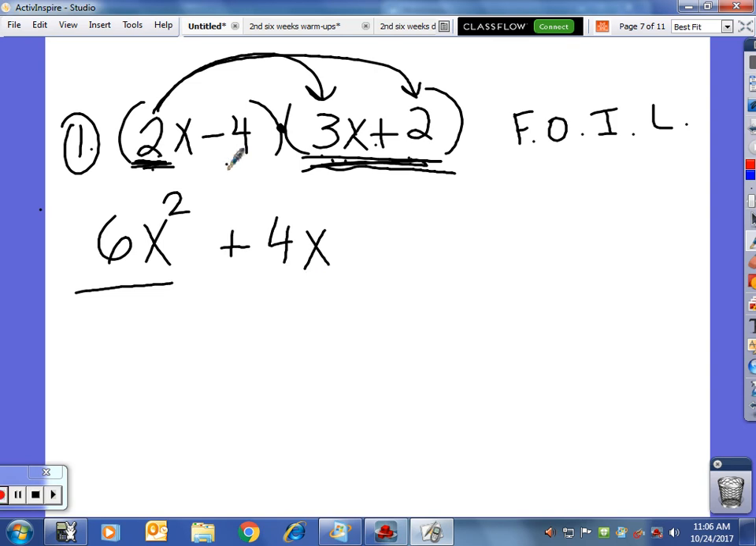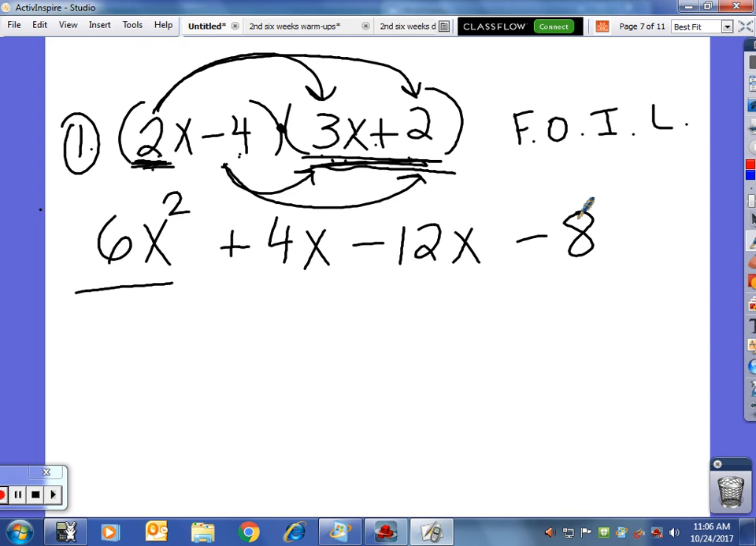Did I multiply 2x times everything in the other set? Now I'm going to grab the negative 4, and now it's its turn to get distributed. What's negative 4 times 3x? Minus 12x. What's negative 4 times positive 2? Negative 8. Now let me just say, if you've got a binomial times a binomial, that's 2 terms times 2 terms. You should have 4 little products. Do I have 4 little products? Yes.